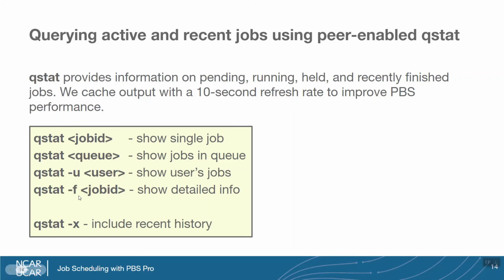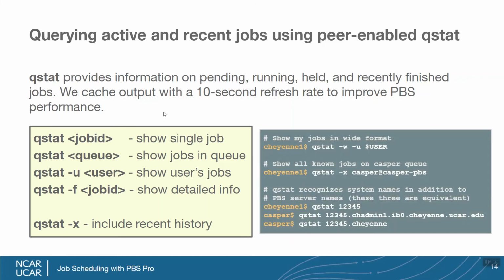And I can get the long form output, detailed info on a job, if I do qstat -f and then the job ID. There is also the -x, which will include recent history. So again, this is about a day or 2 of finished jobs. We would recommend that you don't use the -f and the -x commands together too frequently, because this is hard on the scheduler. But all the other combinations should be okay.